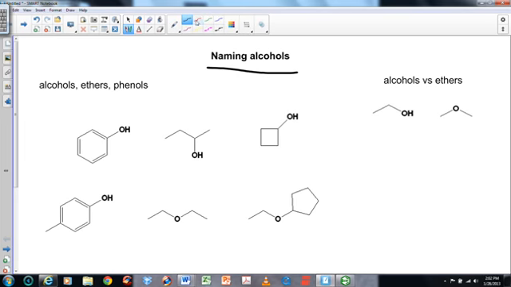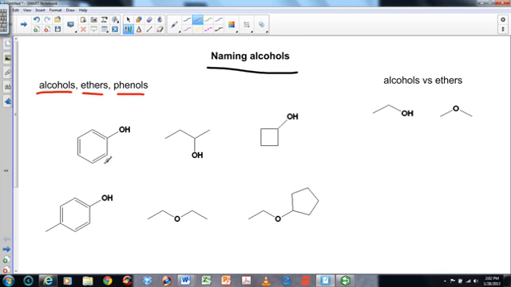But before we get to that, the first thing I want you to be able to do is to actually recognize when you do or don't have an alcohol. So alcohols, ethers, and phenols are compounds that in some ways have some similarities. The thing you want to make sure that you can recognize is, when do I have an alcohol? And you have an alcohol when you have a carbon bonded to an OH. Now that's similar to phenols though.